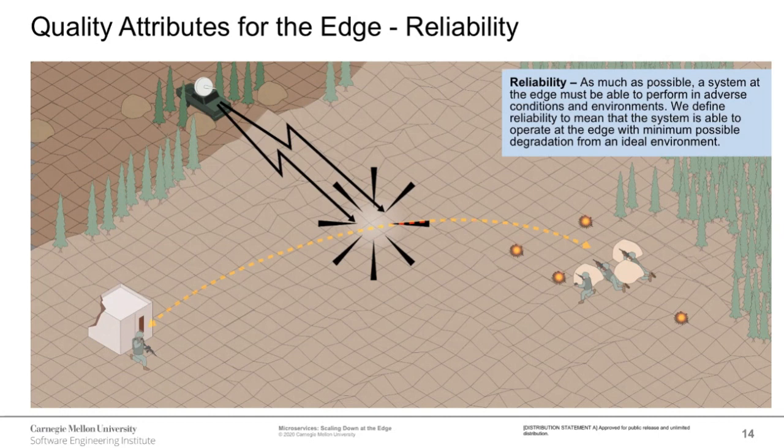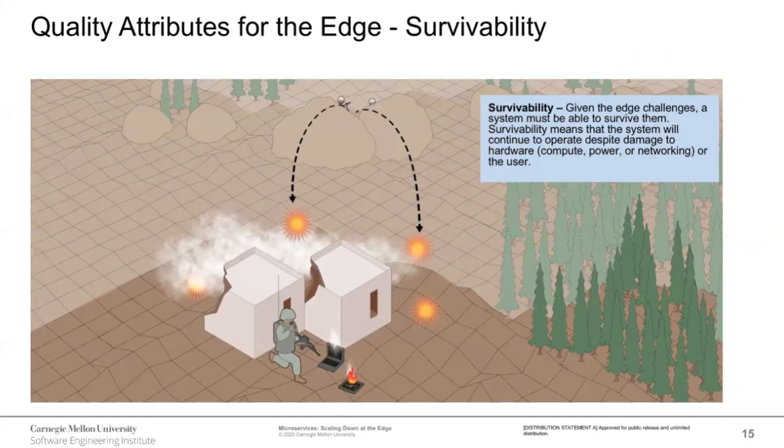All right. Moving on. So let's talk next about survivability. In this case, what we've defined survivability to be is, given the edge challenges, a system must be able to survive them physically. Survivability therefore means that the system will continue to operate despite damage to the hardware, which could be compute, power, networking, or even the user.